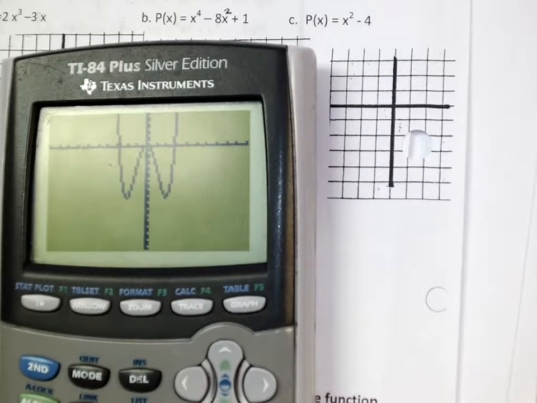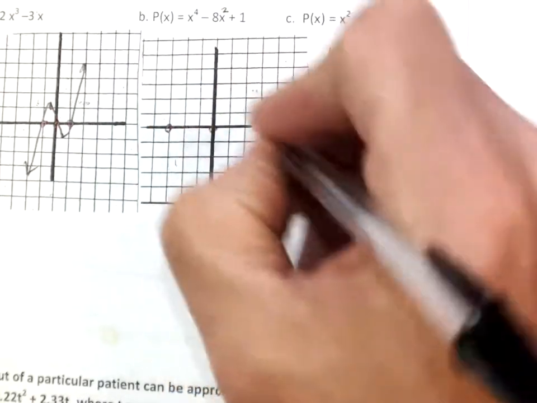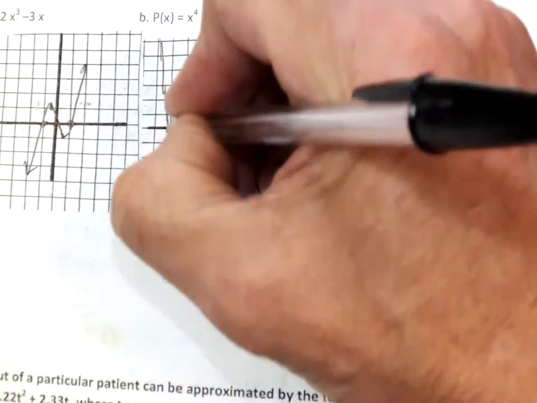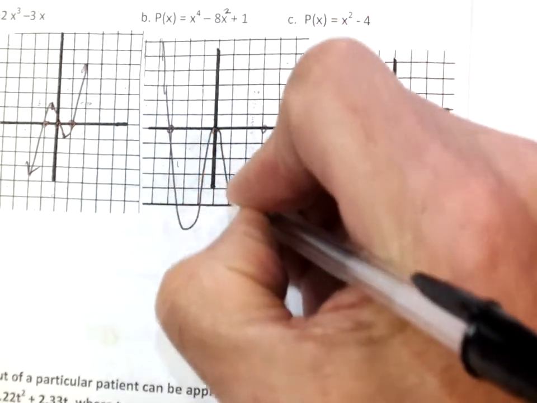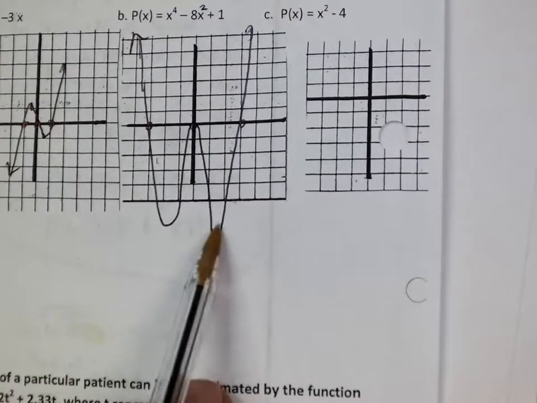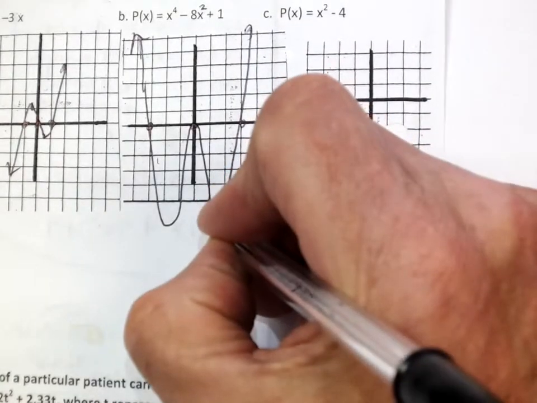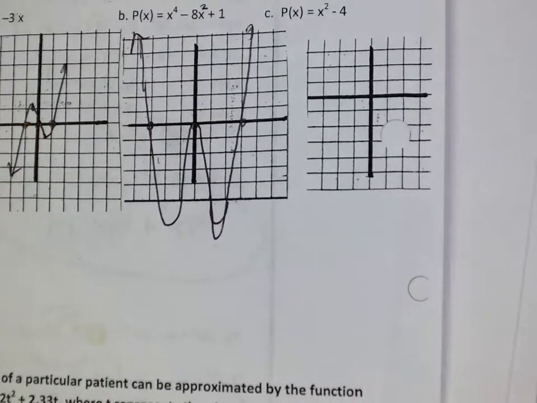So again, all I need is a general shape. Looks to me like it goes through at about negative 3, 0, and 3. So I'm going to go maybe negative 3, 0, and 3. Okay, there it goes. How's that look? I'm a little bit off on that. It should be the same, but you know. So I might try and make these look about the same length there, right?